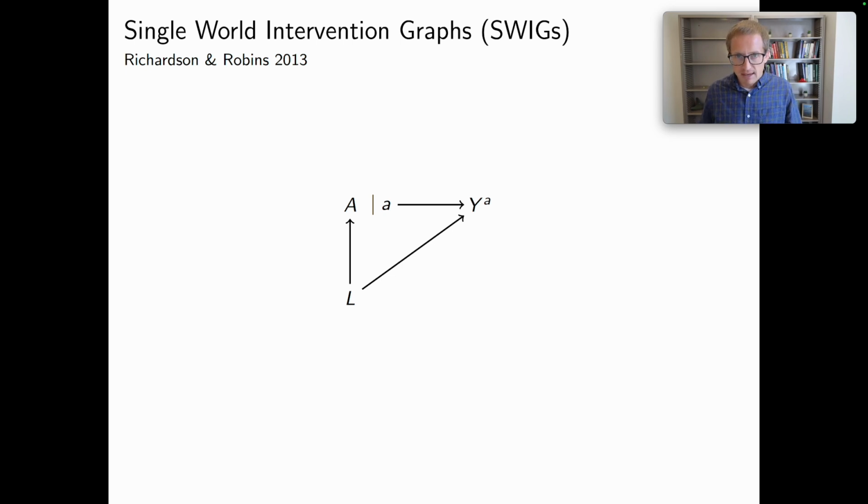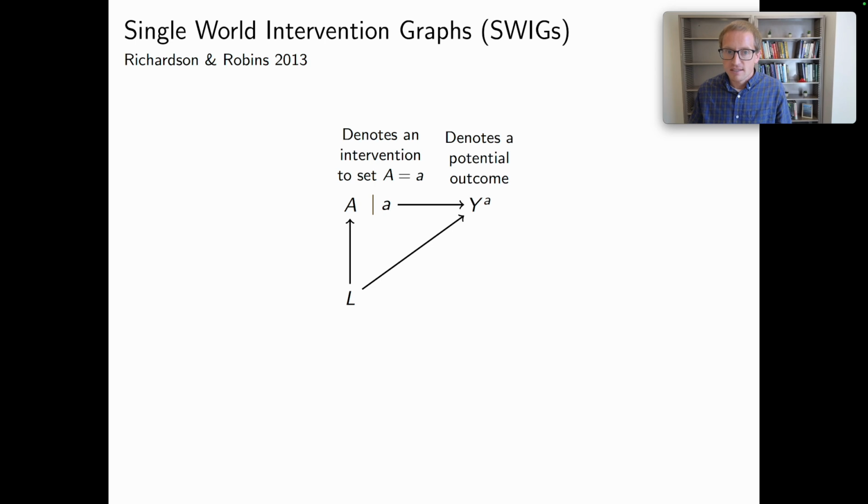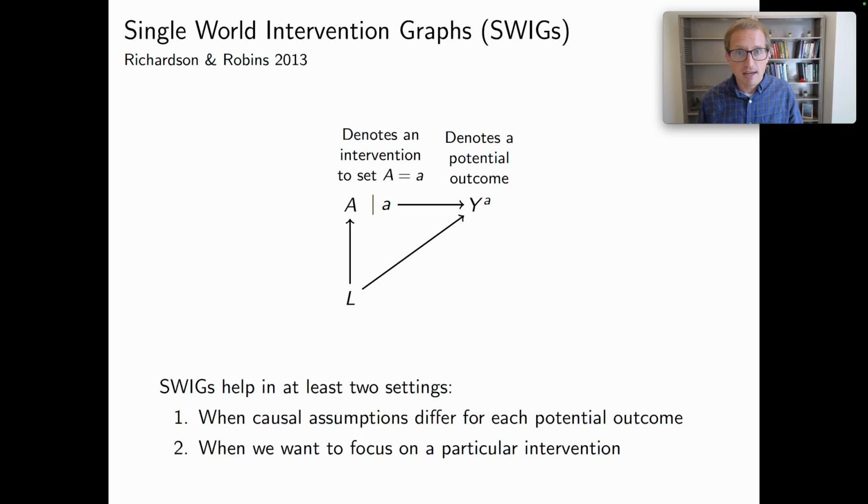So why move from DAGs to SWIGs? Here our vertical bar denotes the intervention and we have our potential outcome. We might move from DAGs to SWIGs for two reasons. I think these are especially helpful first in settings where our causal assumptions differ for each potential outcome, and second, in settings where we want to focus on the outcome of a particular intervention that we'd like to highlight in our graph.